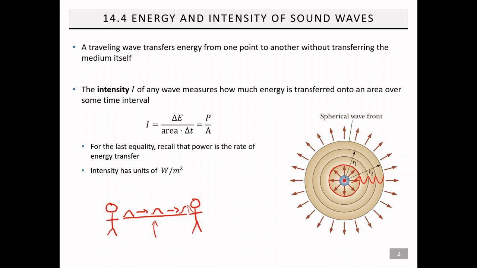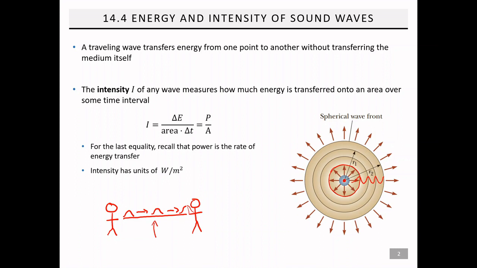Okay, so now this leads us to the intensity of a wave. We define this as how much energy is transferred onto an area over some time interval. The formula for intensity is I equals delta E over area times time, delta T. So delta E is the amount of energy that's transferred, A is the area that energy is being transferred to, and delta T is the time. This is actually equal to P over A, where P is power and A is area.